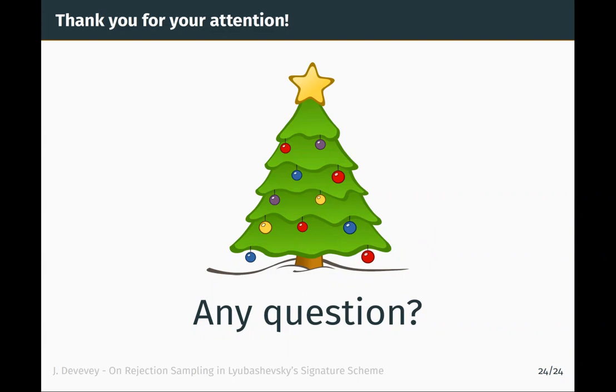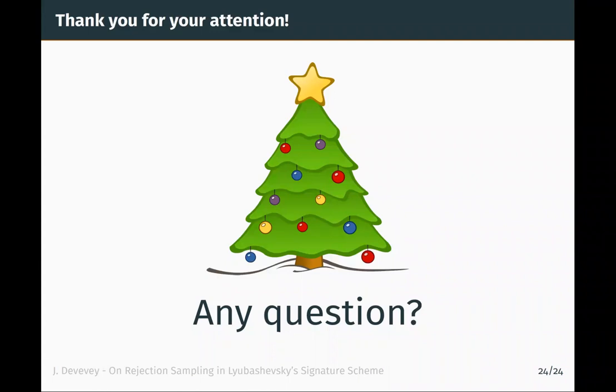So we do have plenty of time for questions. So maybe I'll start. You have a concrete proposal for actually instantiating the sampling. So I guess it's the intersection between the Euclidean ball and the Z to the N lattice.